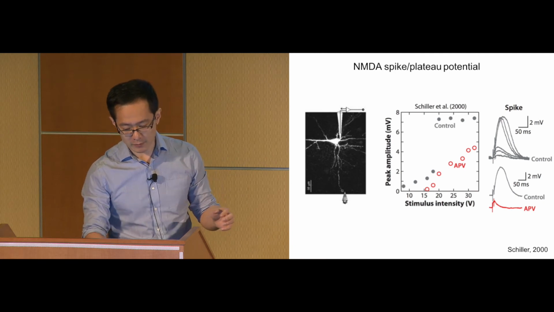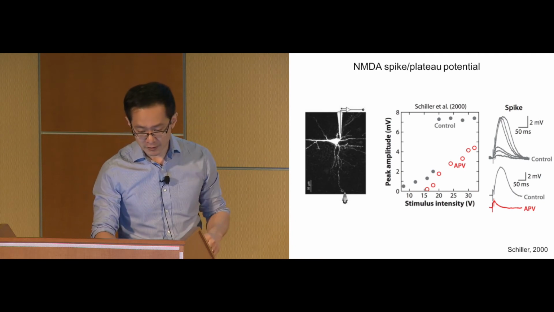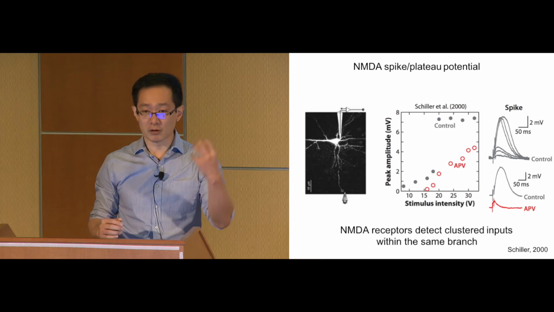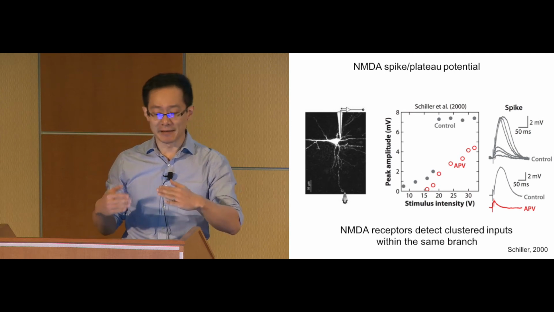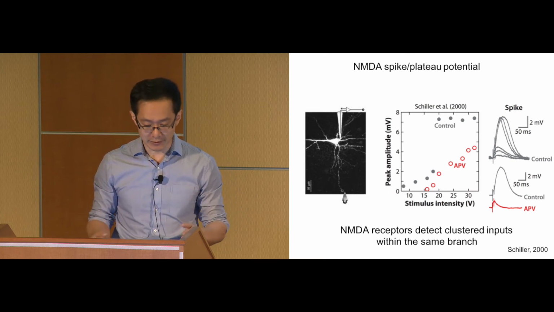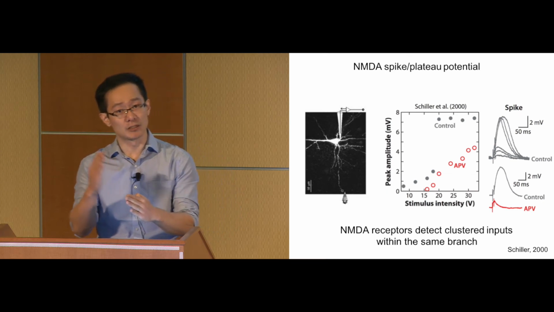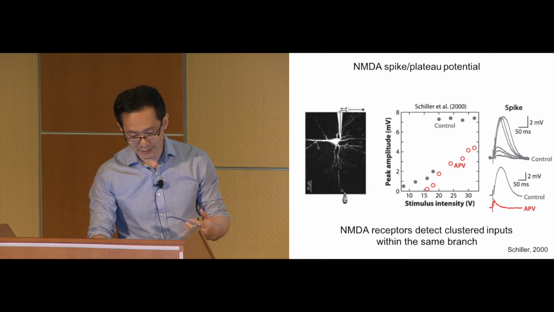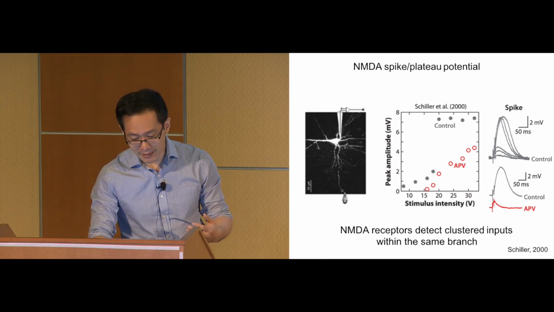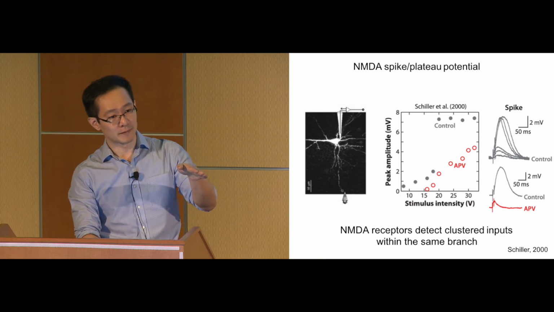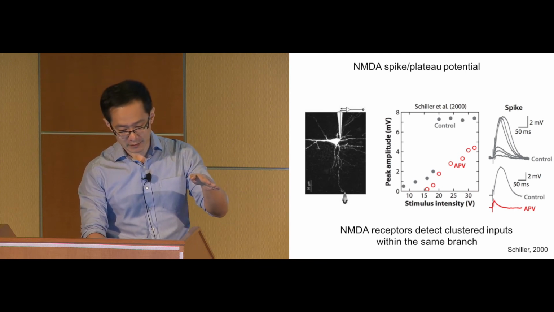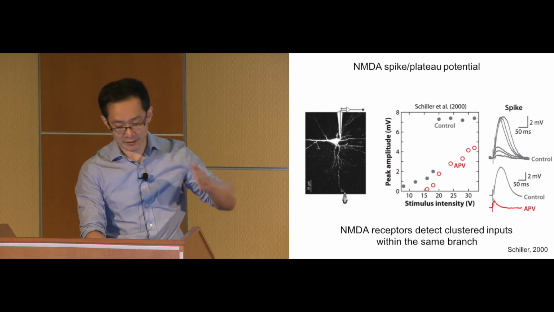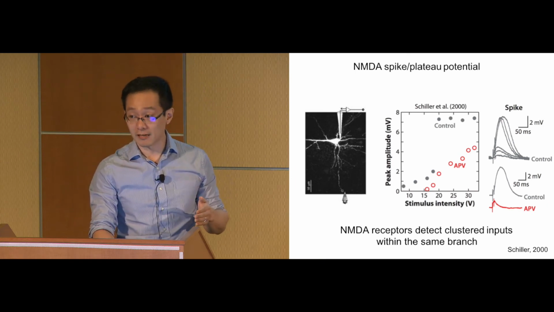Here's an early experiment done by Jackie Schiller. You just pay attention to the middle figure here. If you record from the cell body and then stimulate the axons passing through the basal dendrite, with increasing stimulus intensity, more and more neurotransmitter is being released. You can see that at the beginning, the amplitude rises slowly. And at one point, the amplitude sharply goes into an all-or-none regime. And there's this large, long-lasting NMDA spike happening.